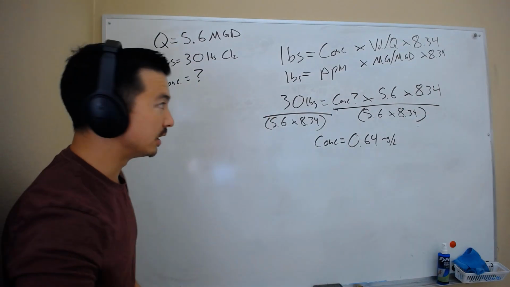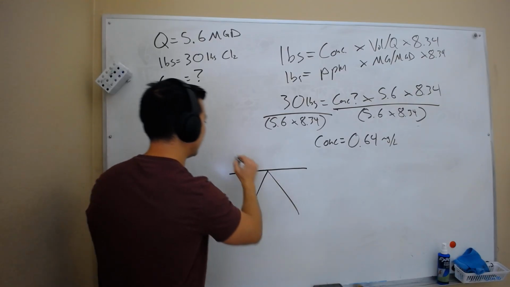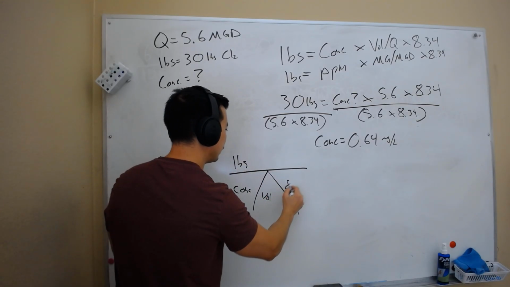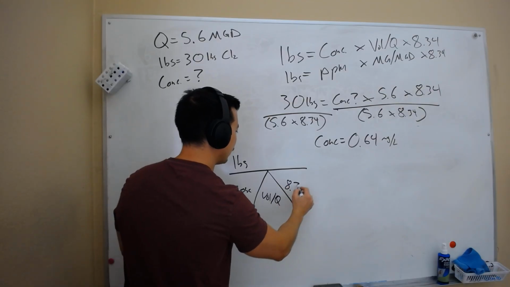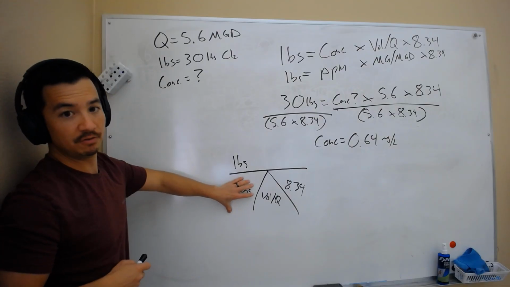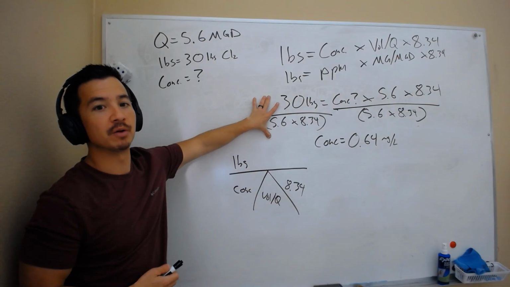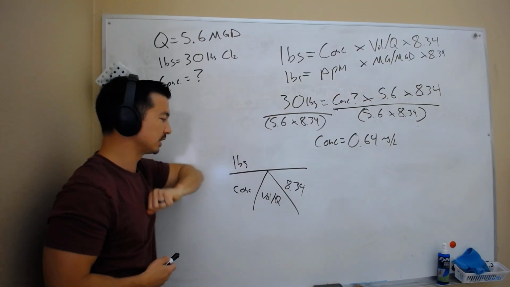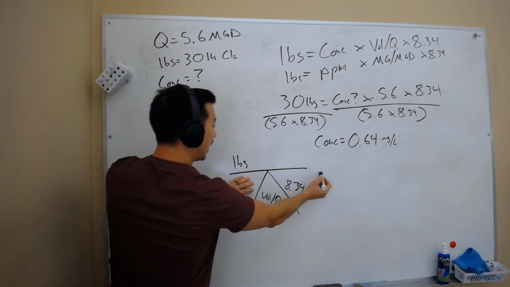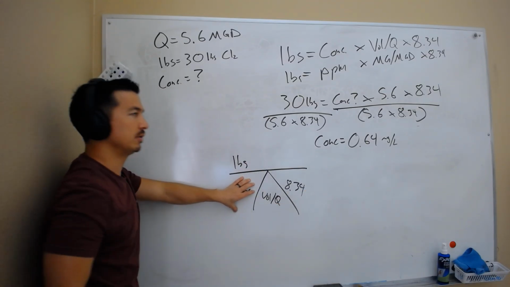Now, if you're going to use the pie for this, then you're going to draw it out like this, remembering that pounds goes over here, concentration, volume or flow, and weight of water. The way we use this is we cover up what we don't have to solve for the rest, right? This is a graphical way of representing the same algebra that we did here. In this case, we're trying to find concentration, so we cover up concentration. Our formula looks like pounds divided by volume times 8.34, or flow times 8.34.